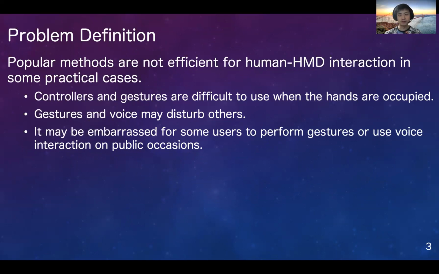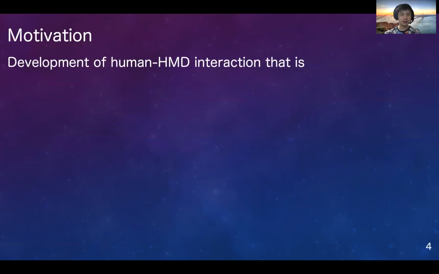For example, if the users are holding things with their hands, it will be difficult for them to use the controllers or to perform hand gestures. Also, sometimes using gestures or voice may disturb other people in the same space. And more generally, some users may find it embarrassing to perform gestures or talk to the device on public occasions.